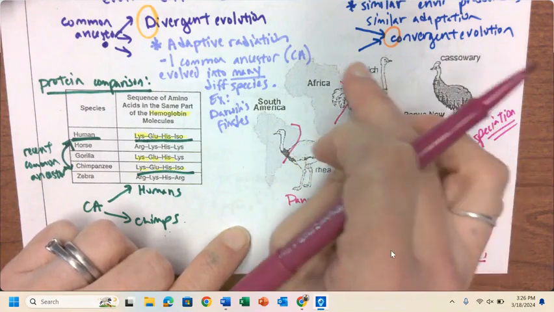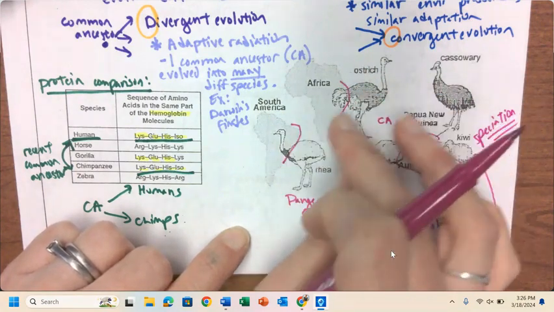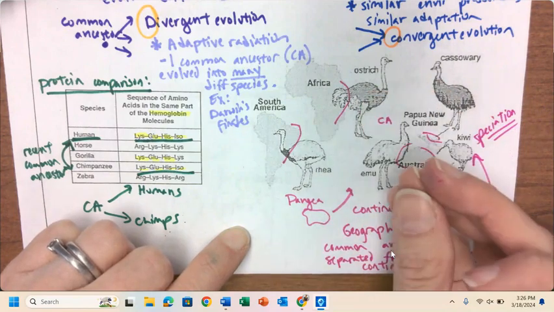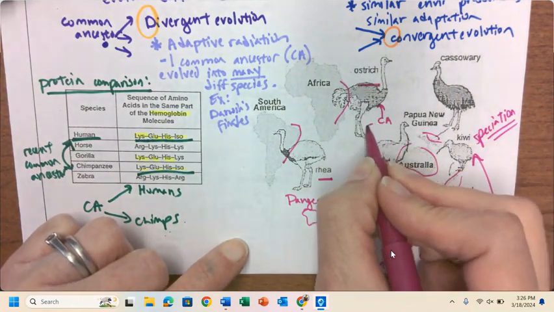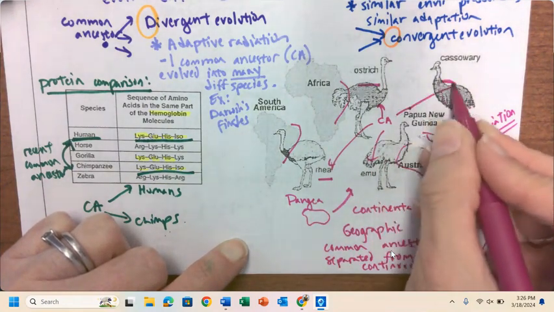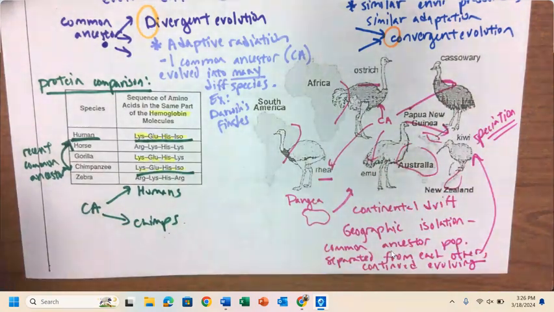So this population couldn't breed with this population. They both developed different mutations, and over time they became their own species. So the common ancestor branched out to all these different species. And again, this shows changes in populations over time. And in this case, the changes were so vast that you got a new species.